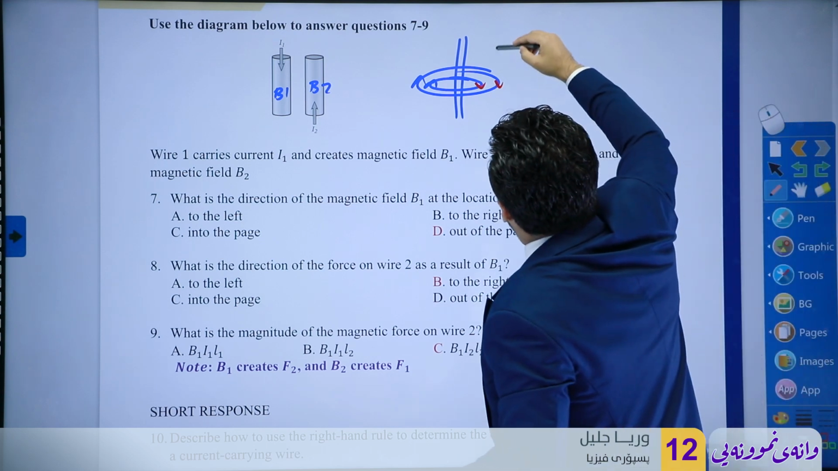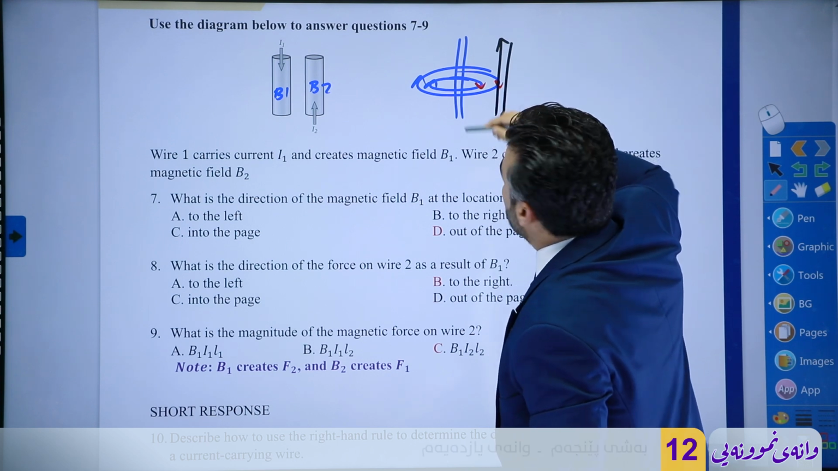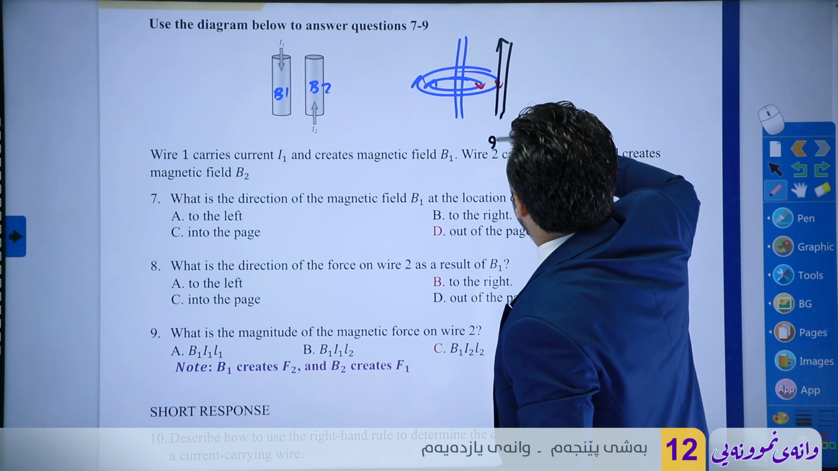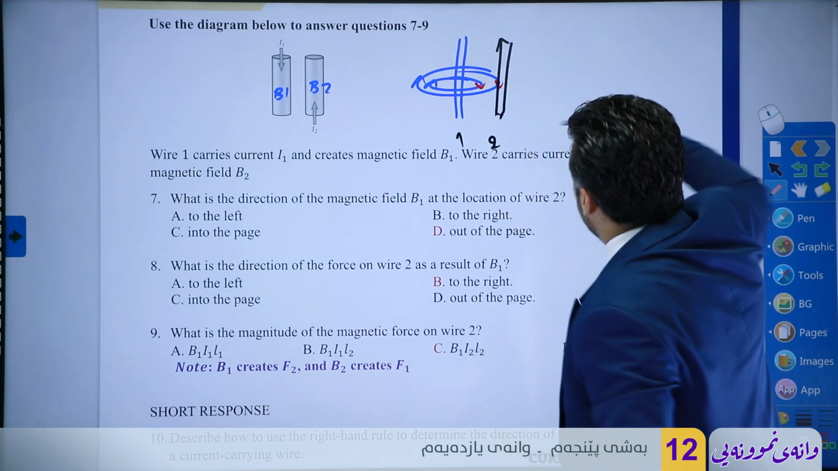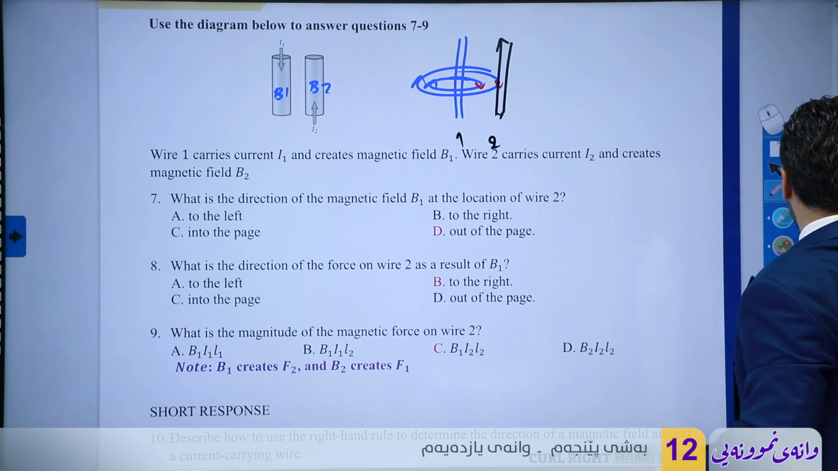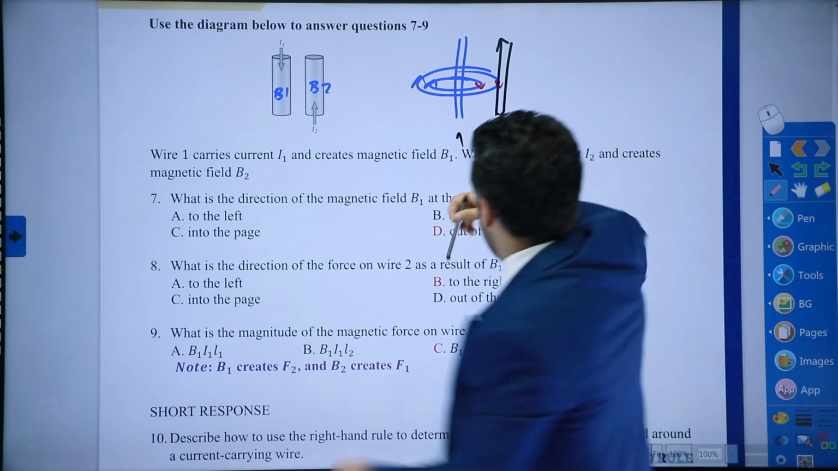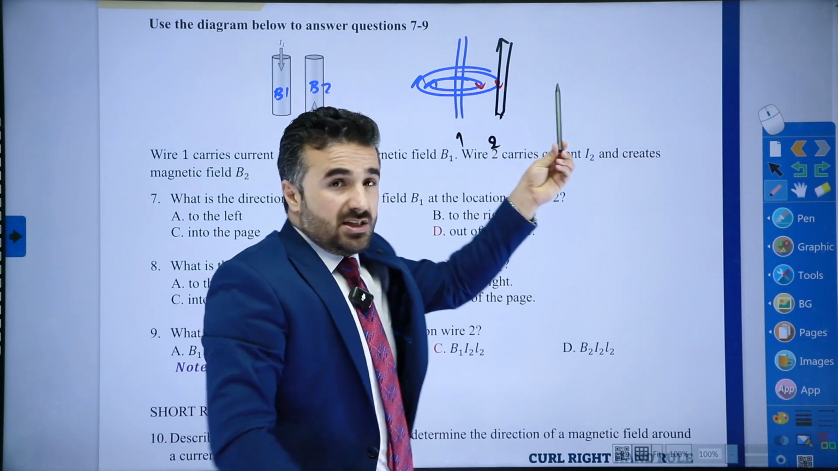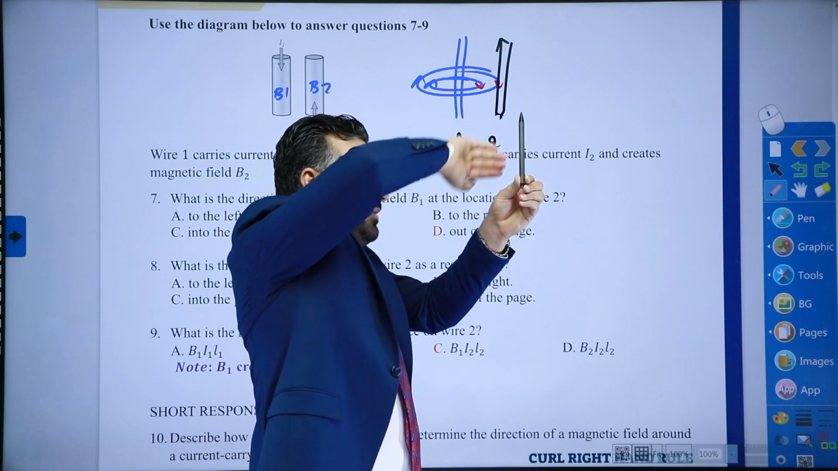Here is wire 2, guys, okay? So this is basically wire 2. So wire 2 and wire 1. At this point right here, what would be the direction of the magnetic field right at wire 2 here? If I'm going to do this one here, watch this, guys. This is normally wire 2, and this is wire 1. So the magnetic field is going to be like this one here.